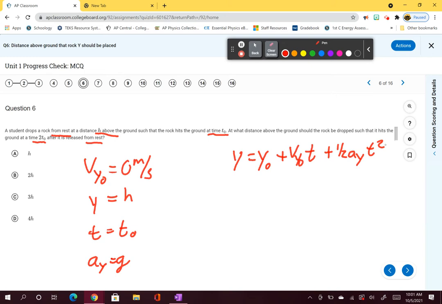So again, it's trying to see how it compares. So we kind of narrow things down. When it hits the ground, it's going to be 0. So our initial would just be h, plus our initial velocity is 0, so that goes away. So we have 1/2 our acceleration, t naught squared.